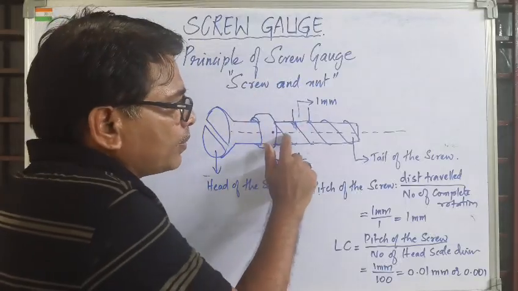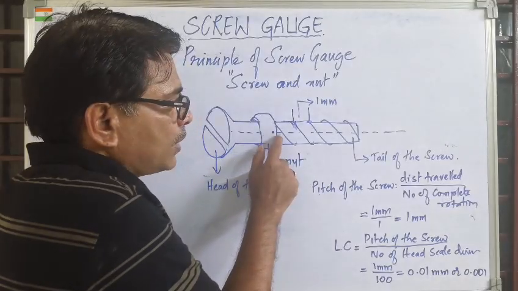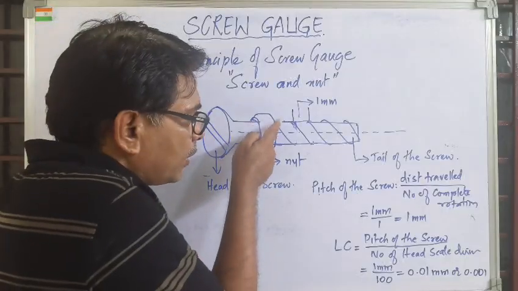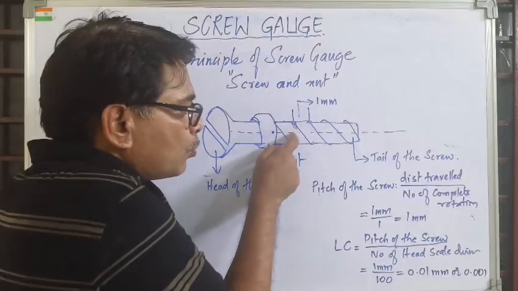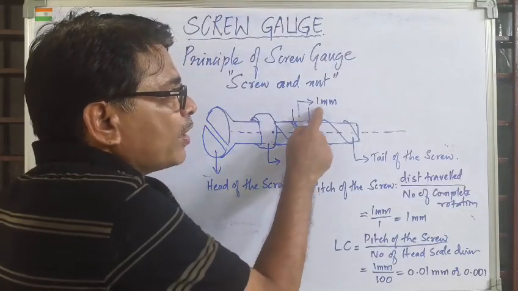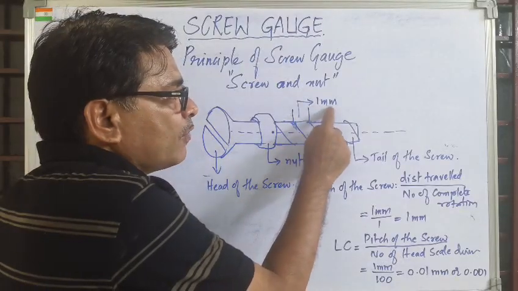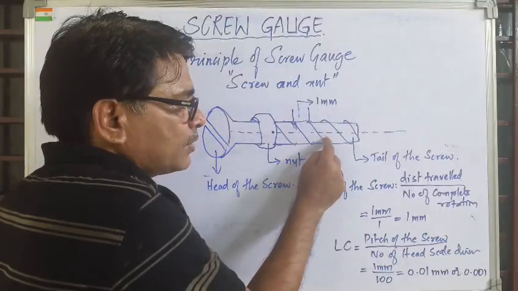you have kept some indication line, the axial line. So I put a dot here, exactly coinciding with this axial line. Now if you turn the nut for one complete rotation, the screw advances a distance of 1 mm. For every one rotation, it advances a distance of 1 mm. And this particular 1 mm is the distance between two helical threads.